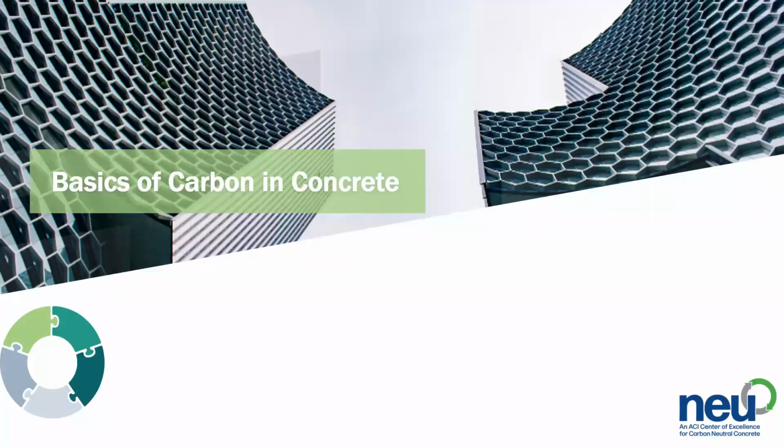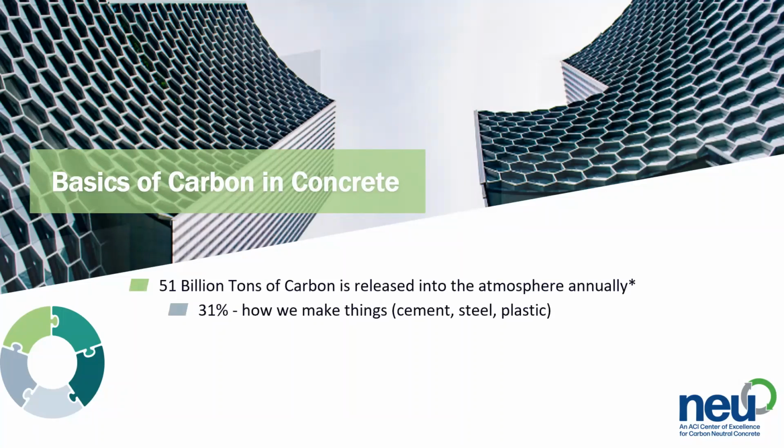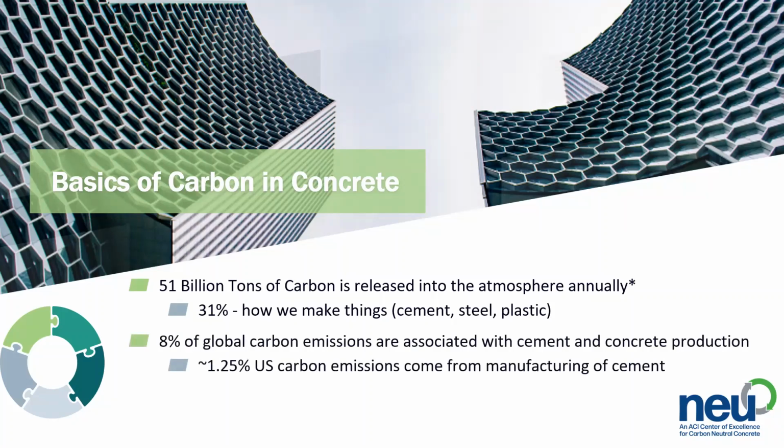So what are the basics of carbon as it relates to concrete production and placement? Well, 51 billion tons of carbon is released into our atmosphere annually, and 31% of that 51 billion tons is attributed to how we make things like cement, steel, and plastics. It's been estimated that 8% of global carbon emissions are associated with cement and concrete production. And it is also estimated that about 1.2 to 1.4 of US emissions come from cement manufacturing.